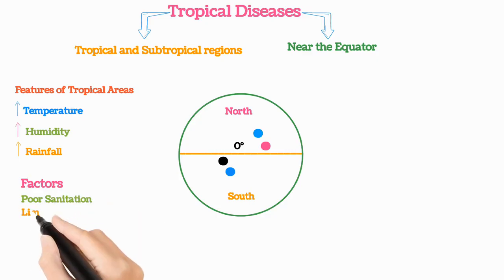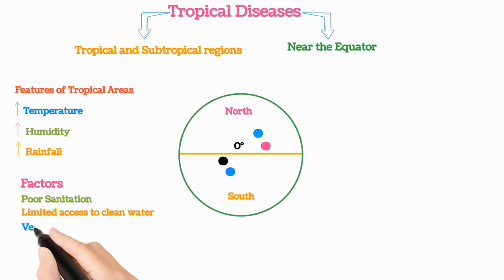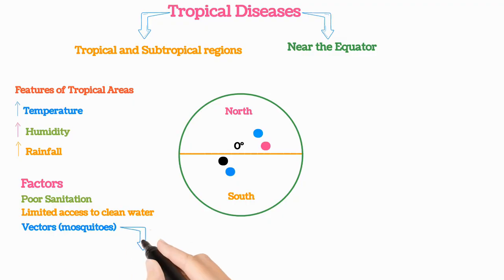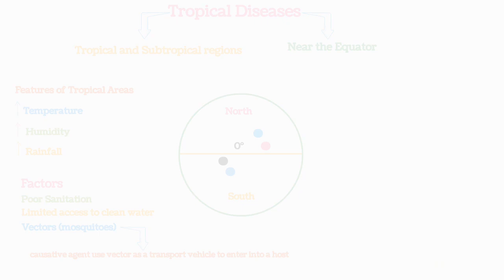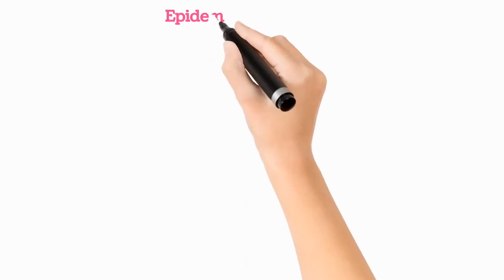Factors like poor sanitation, limited access to clean water, and vectors like mosquitoes and flies contribute to their spread. So what are vectors? Vectors are basically the transport vehicles for the causative agent to enter into a host.